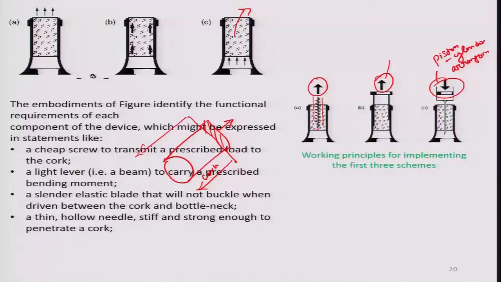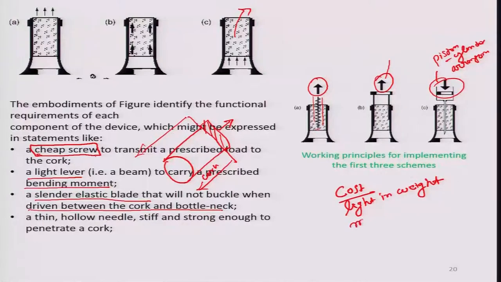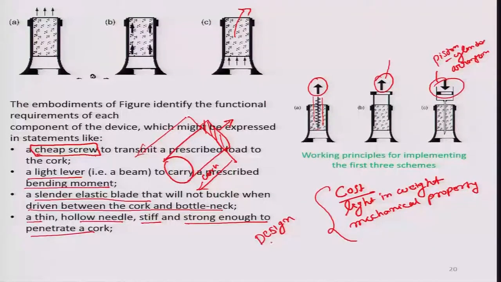Okay. But the embodiment of the figure identifies the functional requirement of each component of the device, which might be expressed in statements like a cheap screw to transmit a prescribed load to the cork. It means your attributes for designing a cork opener. What is the cheap screw? It means cost. Second is a light lever to carry a prescribed bending moment, meaning light in weight. A slender elastic blade that will not buckle when driven between the cork and bottleneck, that is a mechanical property. And a thin hollow needle, stiff and strong enough to penetrate a cork. Again, it's a mechanical property. So these are your design attributes to make a cork opener.